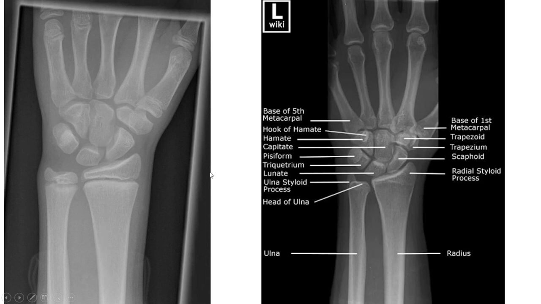Now if this lunate is dislocated, then there will be a gap. This is called the Terry-Thomas sign. Terry-Thomas is a comedy character in this world, and he has a gap in his teeth. So this is called the Terry-Thomas sign. It is found in perilunate dislocation.